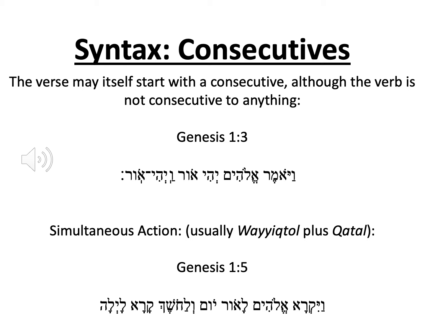So there's nothing consecutive in verse 3, even though we open with a consecutive form. So we might translate this as "now God said," rather than "and God said," as though he'd done something previous. A vayiktol plus a katal can be used to indicate simultaneous action, so that we have vayikra simultaneous as kara, a vayiktol and a katal. At the same time that God called the light day, he also called the darkness night. Again, not consecutive, but simultaneous.